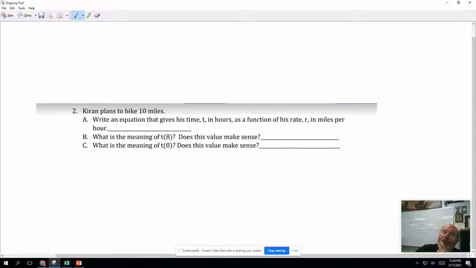So you remember, we have this equation that says d equals r times t. What does the d stand for? Distance. What does the r stand for? What does the t stand for? Time. So how can we get the t by itself on one side?